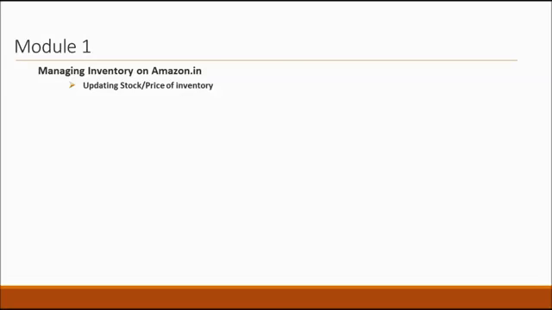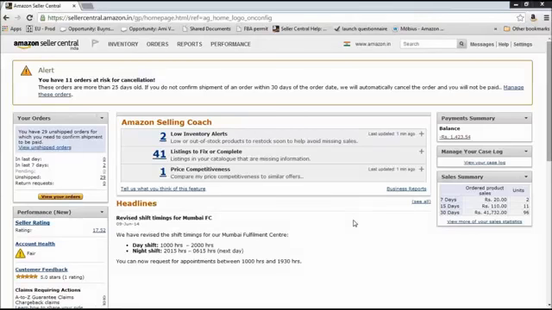It might be changing in terms of the stock available to you. It might be changing in terms of price as well, as in you might be giving a discount on one particular day and you might take off the discount on another day. Now how to keep your inventory on Amazon up to date with all of these changes? There are three ways of doing that. Let's look at each of those methods in detail.